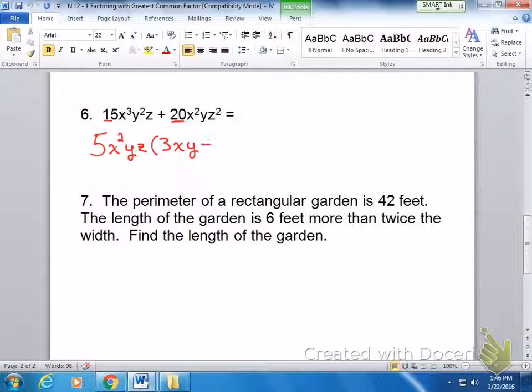20 divided by 5 gives me positive 4. I have x squared divided by x squared, which cancels. I have y divided by y, which cancels. Z squared divided by z would leave me z to the first. There's our answer.